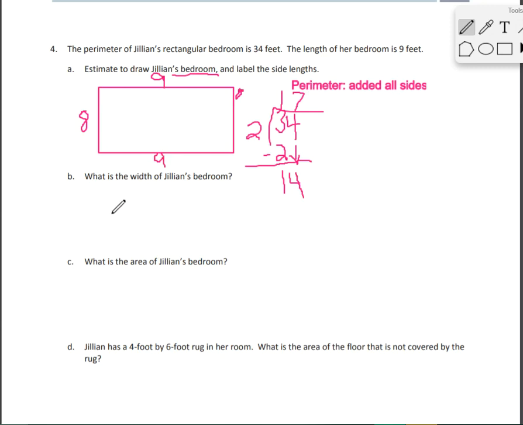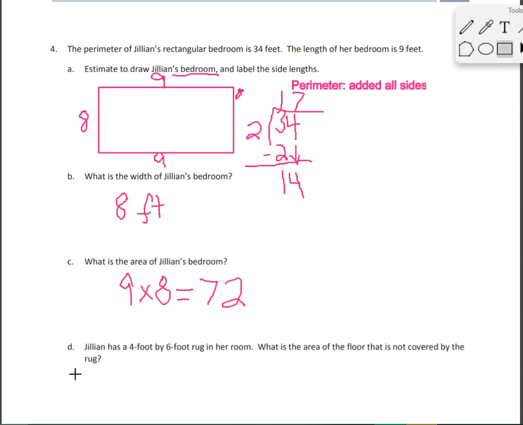All right, so we are going to say that the width of her bedroom is, whoa, whatever squiggle that was trying to be, 8 feet. Now they want to know the area. So we are going to do length, I just wrote the width, length times width, which is equal to 72.